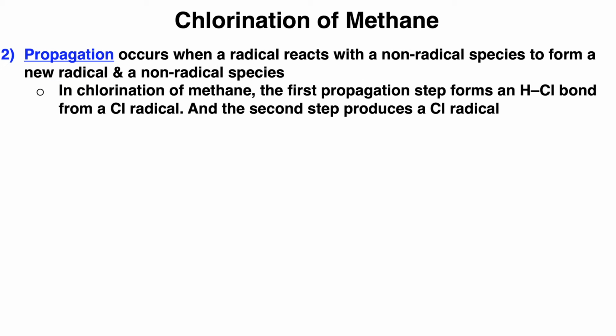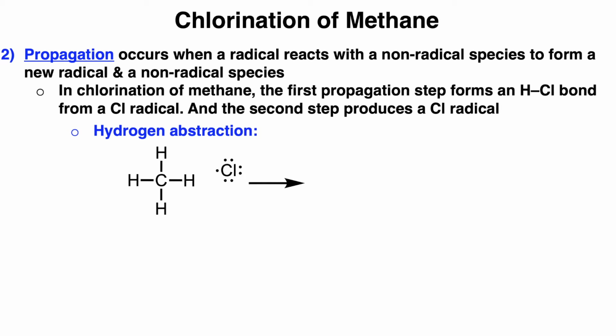The second part of the mechanism is propagation, which is when a radical reacts with a non-radical species to form a new radical and a non-radical species. For chlorination of methane, propagation is a two-step process. The first step is hydrogen abstraction, where an HCl bond is formed from a Cl radical. Two single-headed arrows are first drawn to show the breaking of the CH bond to form two radicals, and the third single-headed arrow from the Cl radical couples to form an HCl bond.